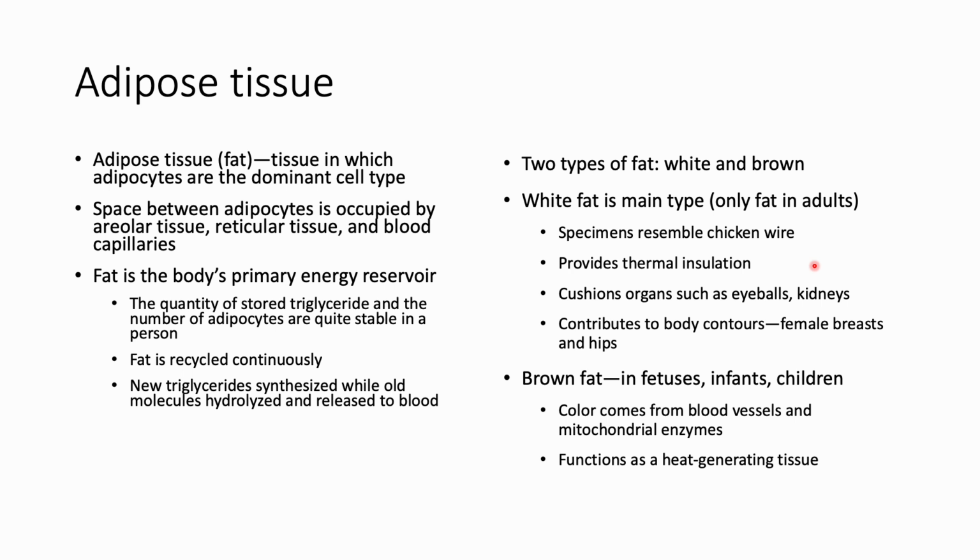It provides thermal insulation. It cushions organs such as the eyeballs and the kidneys, and it contributes to the contours of the body. At the end of the semester, when you dissect a cow's eye, you'll see that the optic nerve of the eye is surrounded by a lot of adipose tissue. It shows you how it's there to protect the optic nerve. All right? Brown fat is found in fetuses, infants, and children. The color comes from the blood vessels and the mitochondrial enzymes, so it functions as a heat-generating tissue.